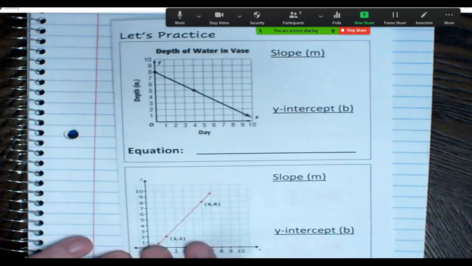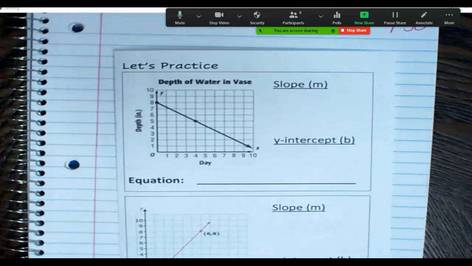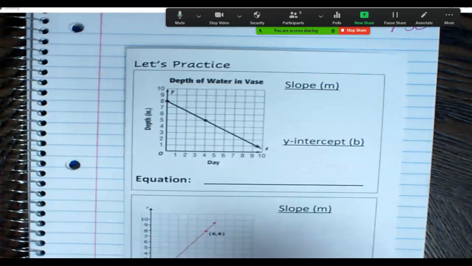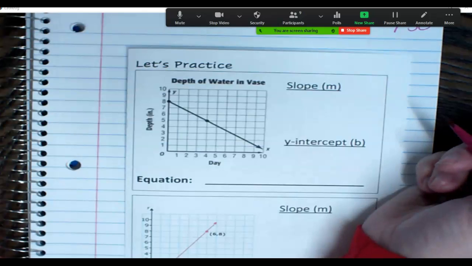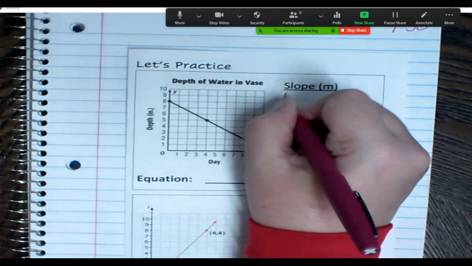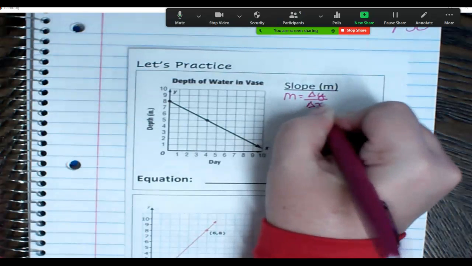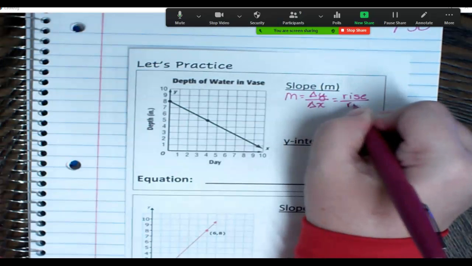Turn the page. It's slope-intercept form. So naturally, I need to know my slope. I need to know my y-intercept. How do we find slope from a graph? Rise over run. M is equal to the change in y over the change in x, which on a graph, we just call that rise over run.